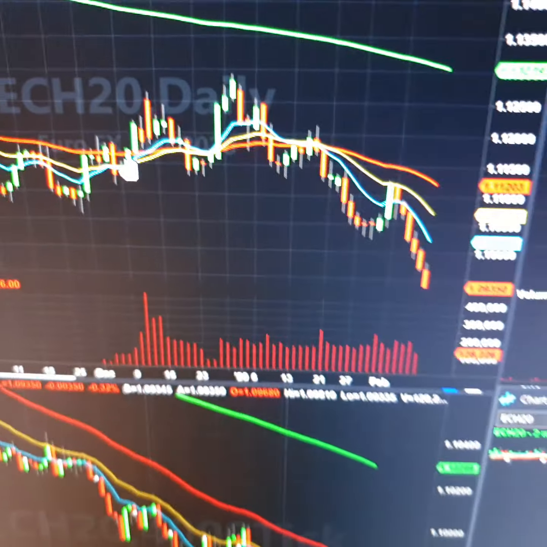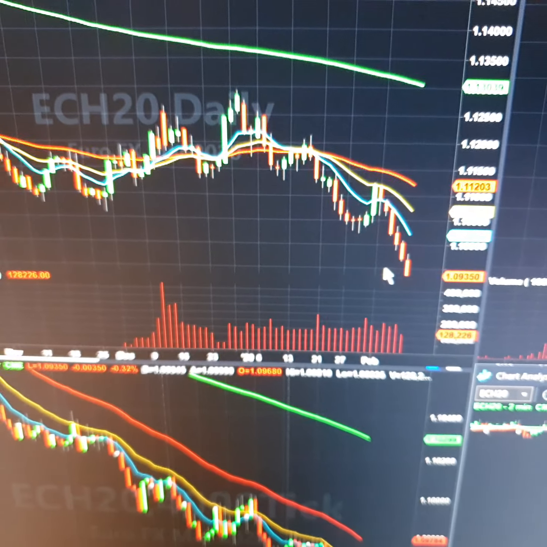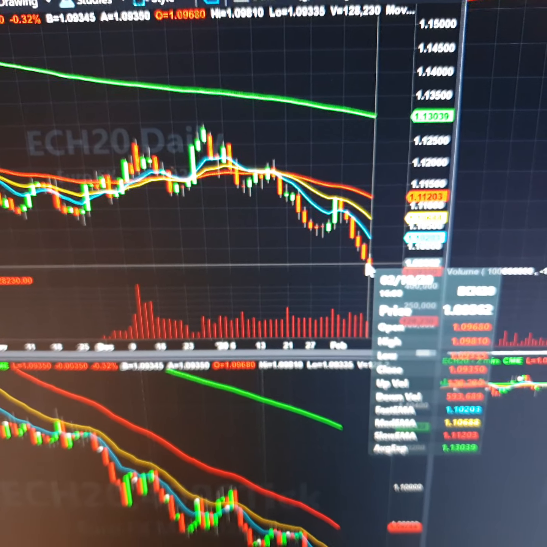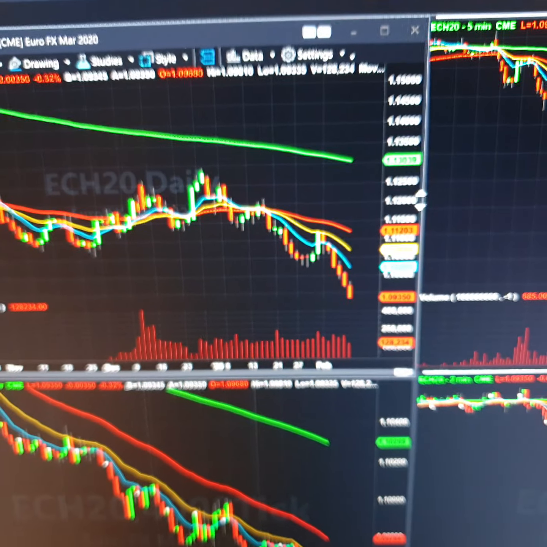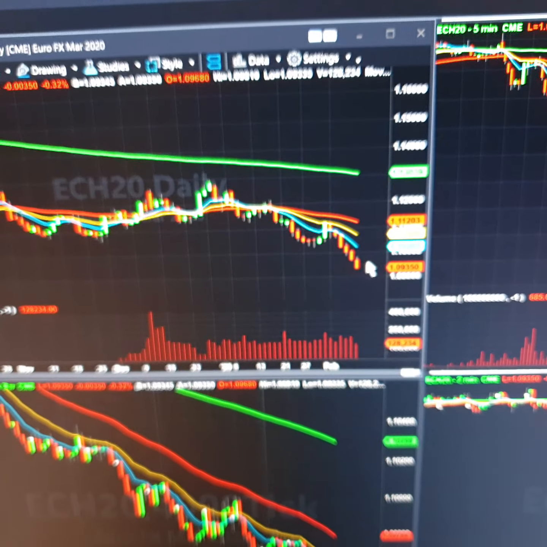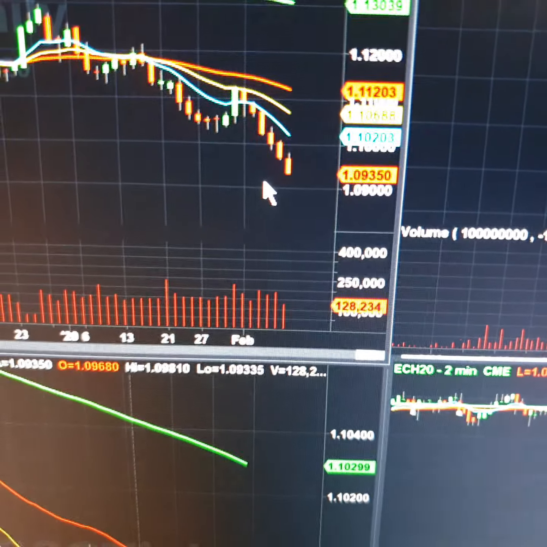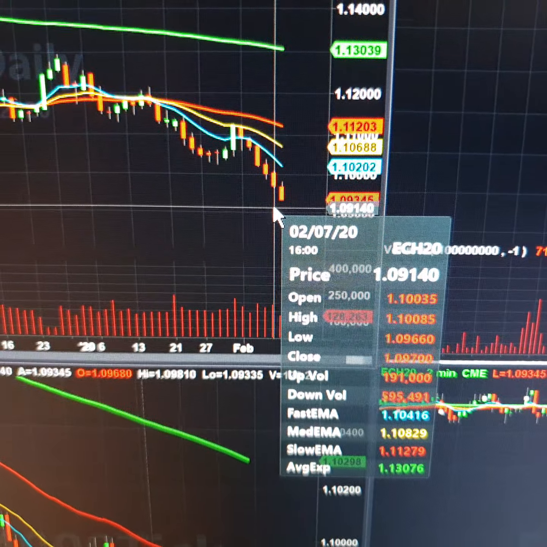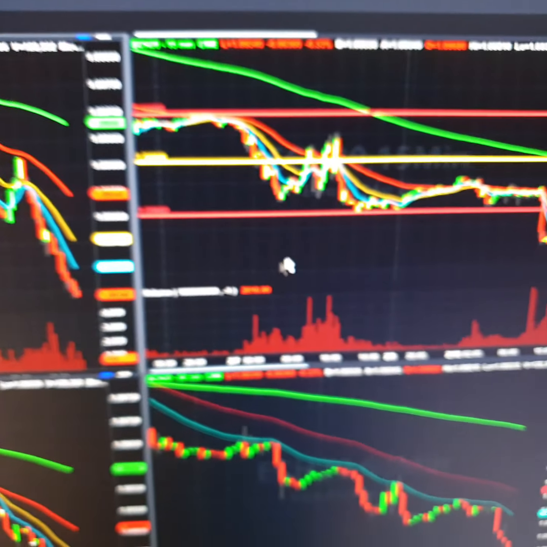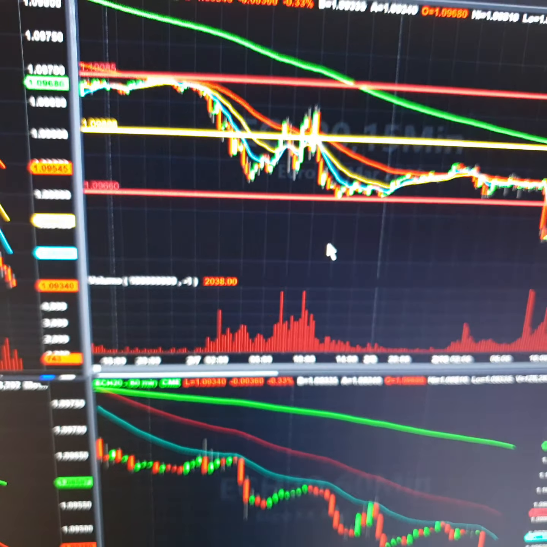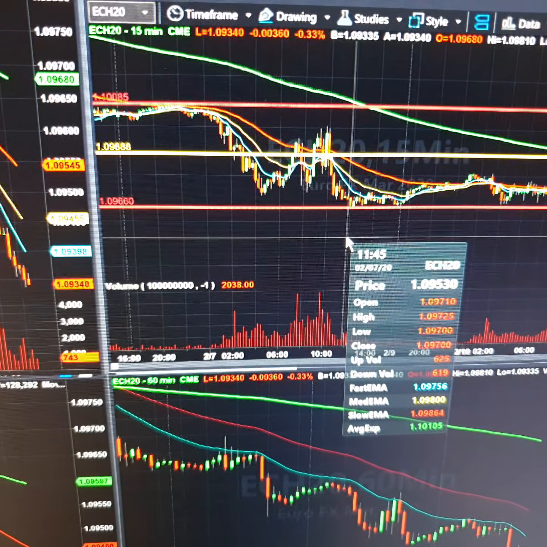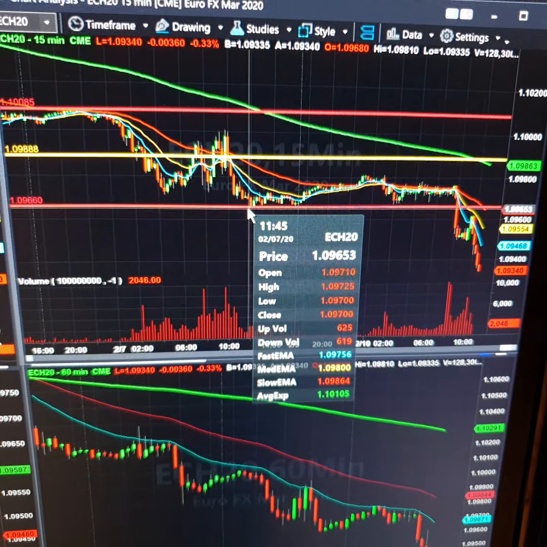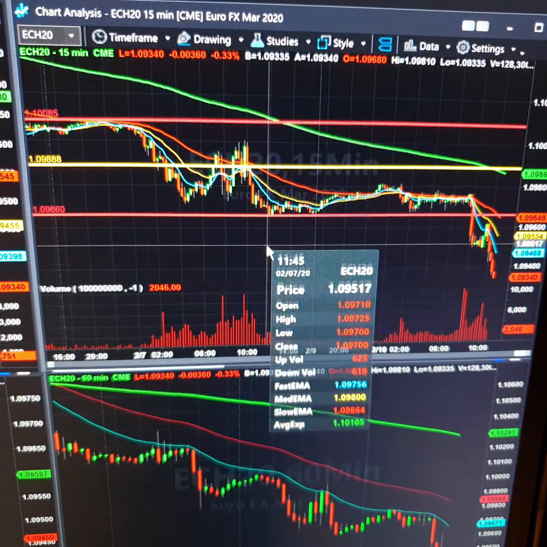I'm using the technique where if the previous day is lower, then I will short the market. As you can see here, the low is around 1.0966, so immediately I draw the line at 1.0966. Every time it's trying to touch this, it went down.